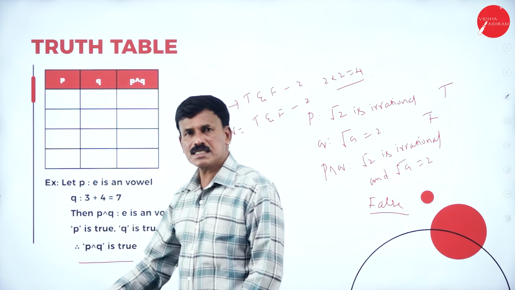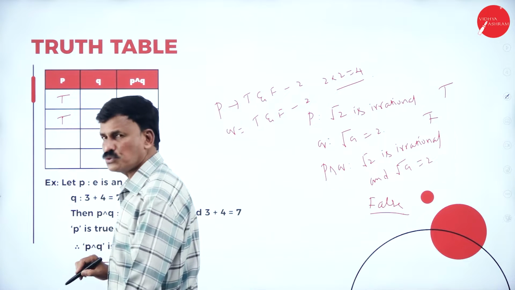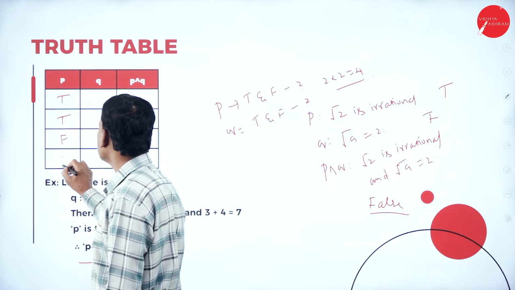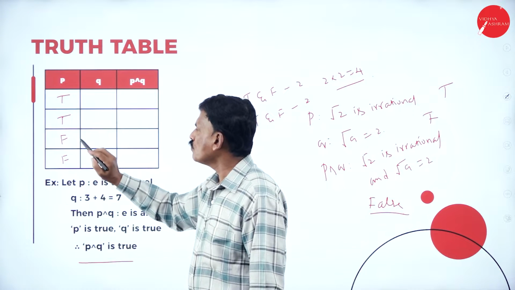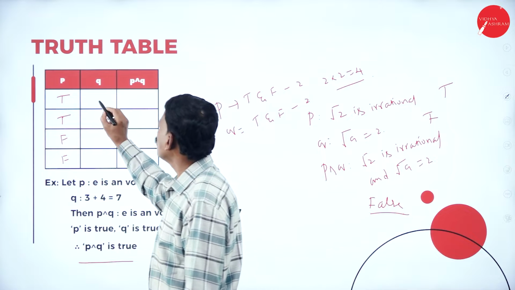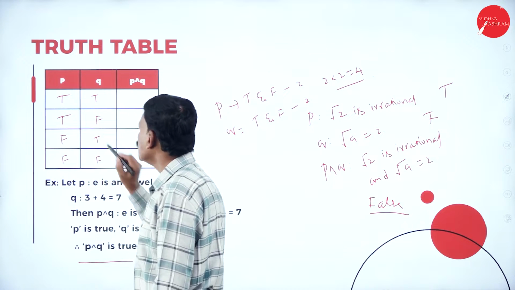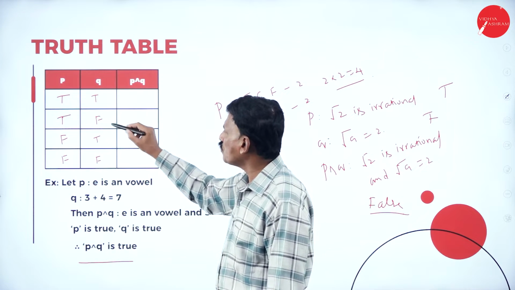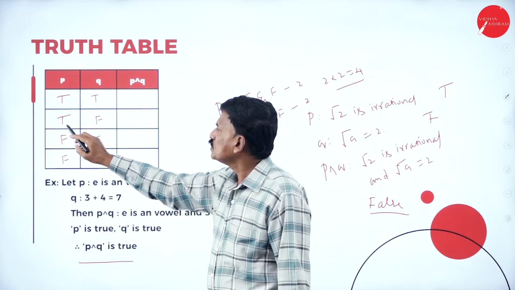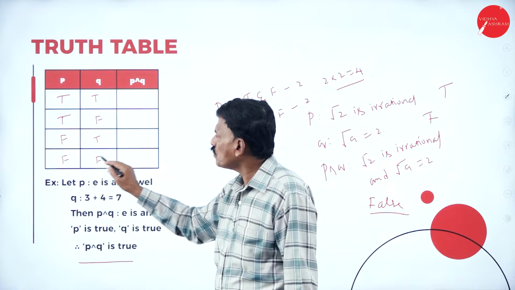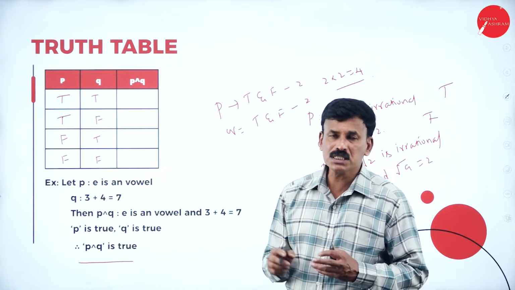So let us take them in order. For P: true, true, false, false. So 1, 2, 3, 4: four possibilities. Next, for Q, alternate true and false: true, false, true, false. Or you can also write true and true, true and false, false and true, false and false. Use any method to remember this, but this is very important.